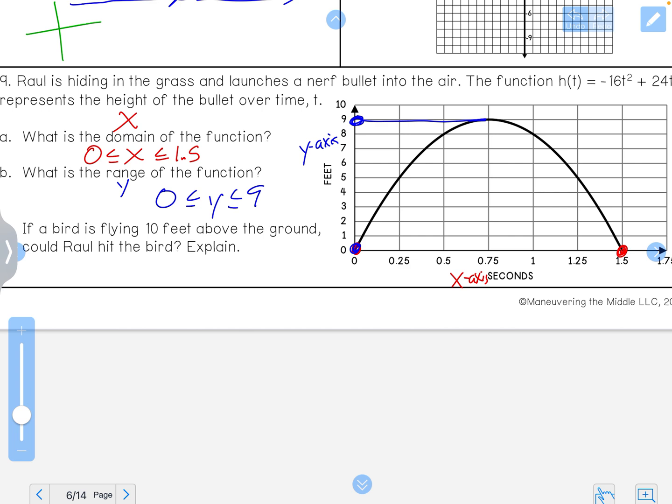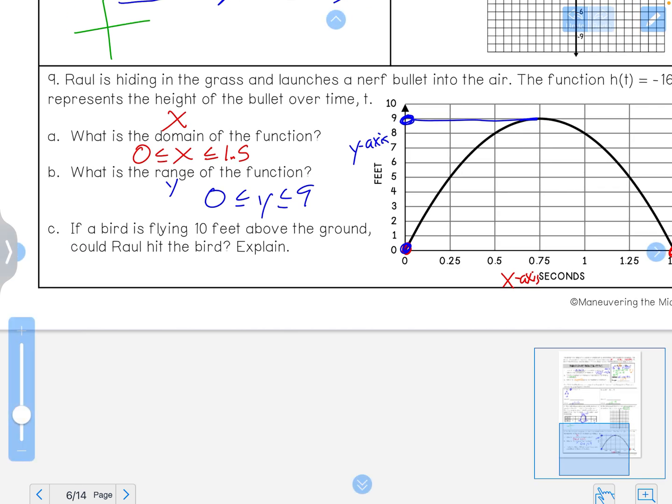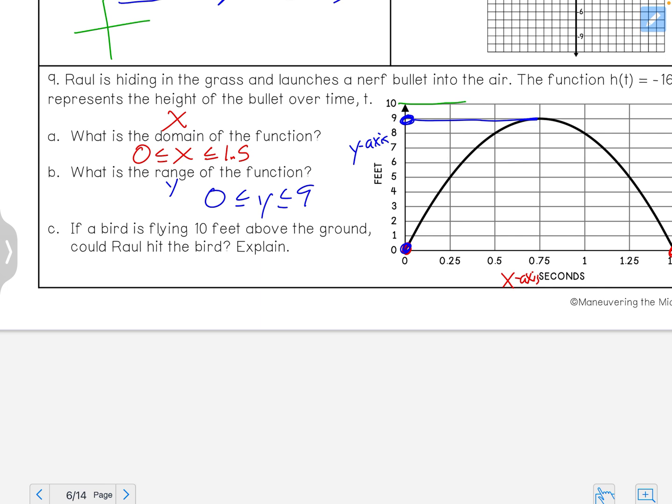So if we have a bird flying 10 feet above ground, is it going to get hit by the Nerf bullet that launches into the air? And so I want you to answer that one on your own.